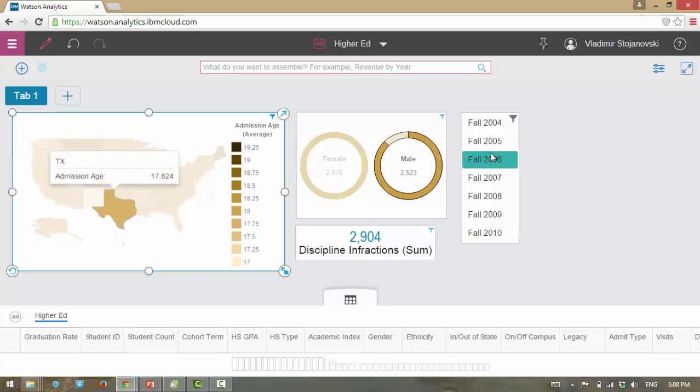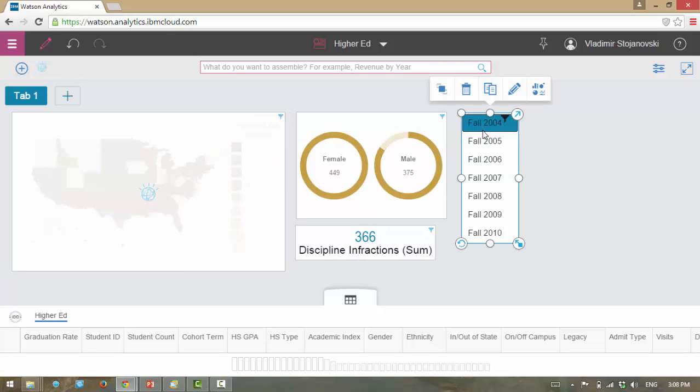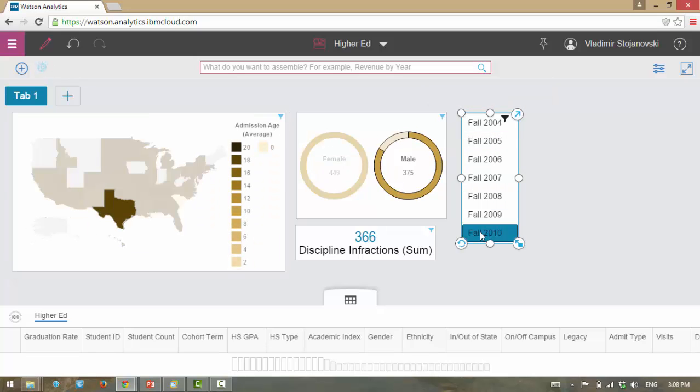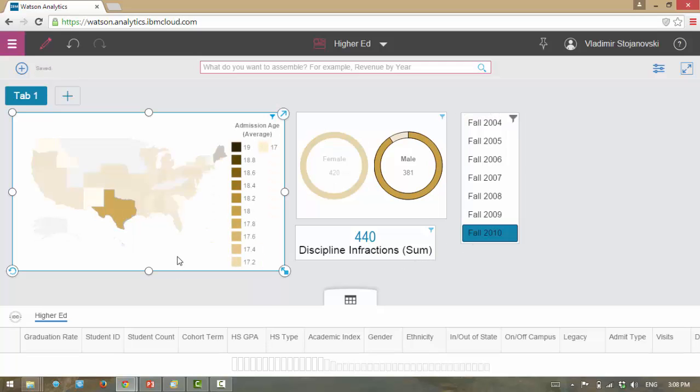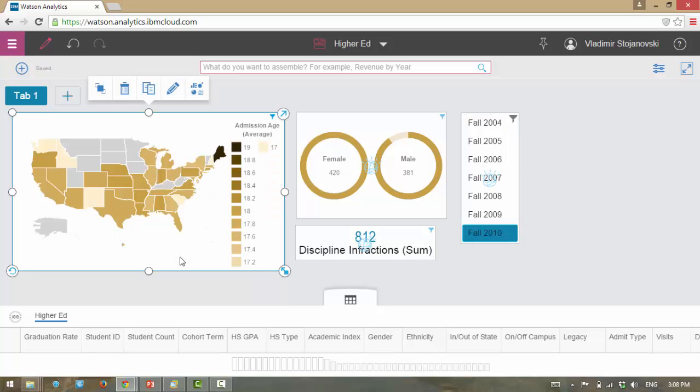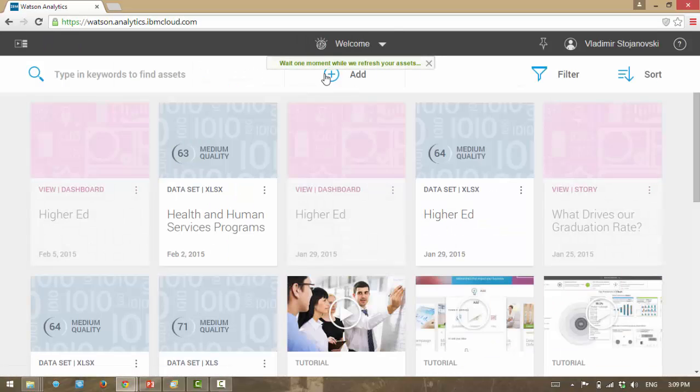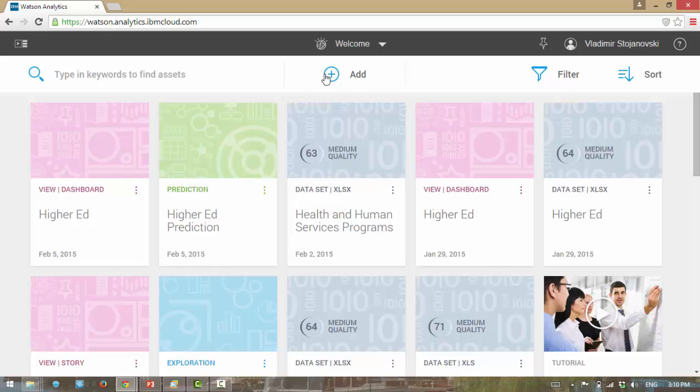And furthermore, I can filter on a cohort. So I can look at 2004, compare that to 2010. And now we have a dashboard that we can save and share with other users. So over the last 30 or 40 minutes, we were able to take a data set, get answers to all of our questions by exploring it, find the key drivers of our most important outcome, and that is graduation rate, and then visualize and share those findings with others.